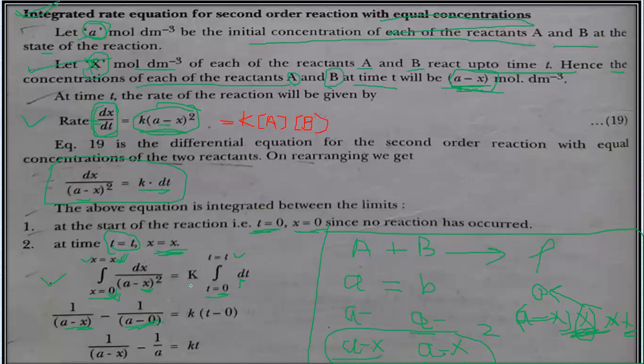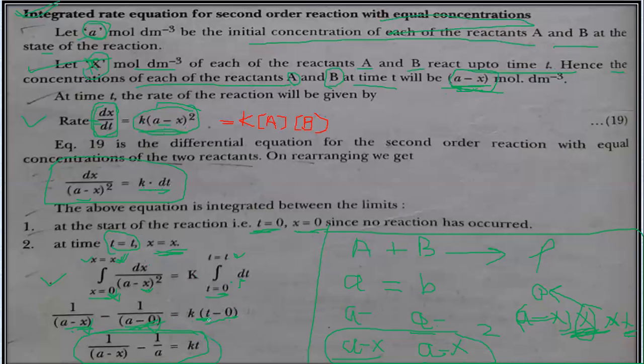So this is our equation, and it is the same for t. The integration of dt is t minus 0. After time t, t equals t, and initially t equals 0. Similarly here, after time t, X is equal to X, and initially X equals 0. So solving the above equation, what we get is the second order rate equation.